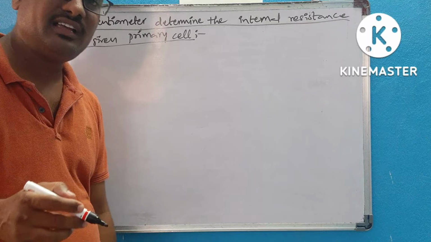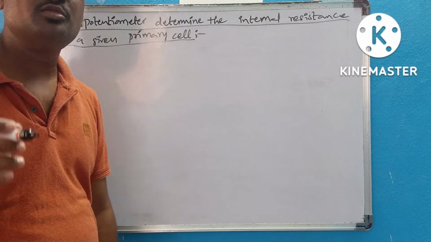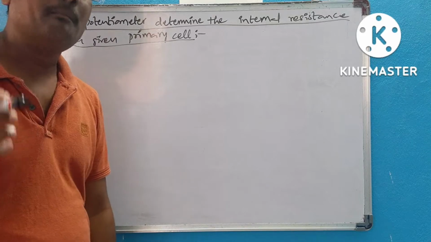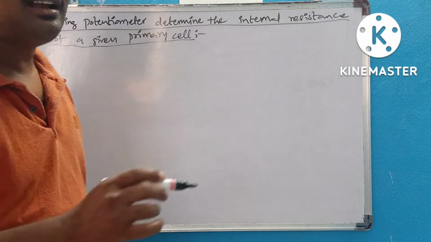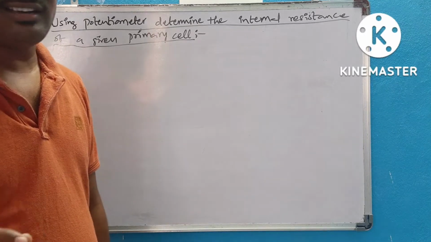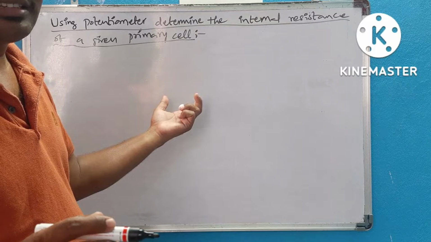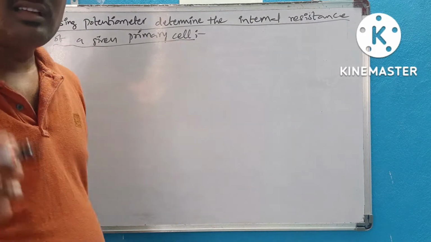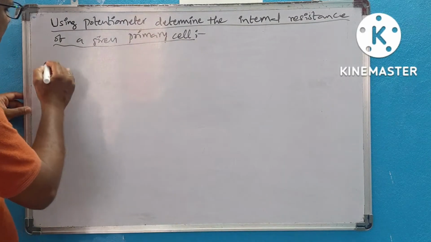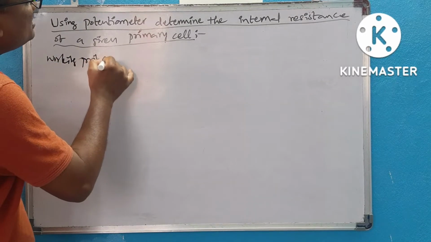Already I told you, the potentiometer is used to measure the EMF of a cell or the potential difference between two points accurately. I told you in the last class about the working principle of the potentiometer. What is the working principle?